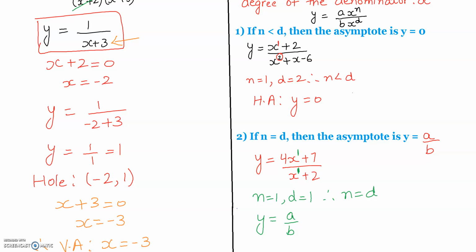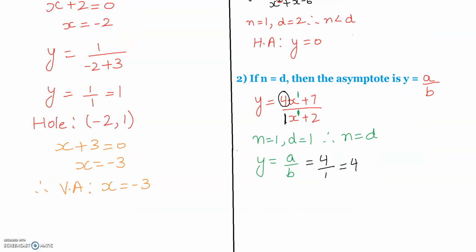In this case, a is 4. I will write that down. b is 1, which is here. So 4 divided by 1 is 4. And we can write horizontal asymptote is y equals 4.